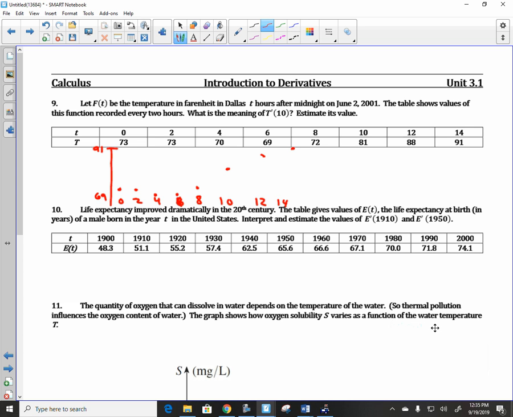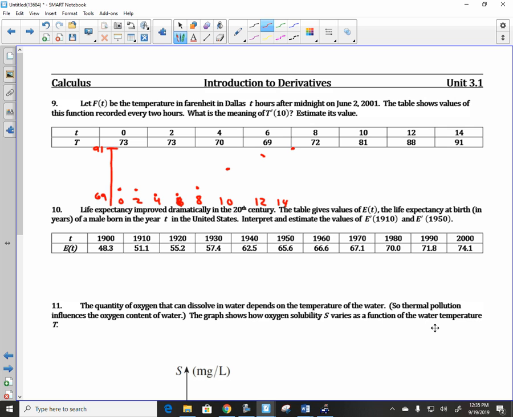Okay, problem number 9 says let F of T be the temperature in Fahrenheit in Dallas. So this is a problem that you would see straight off of the free response part of the AP exam. And it really is a good assessment of whether or not you understand the concept of a derivative and estimating its value. So F is the temperature in Fahrenheit in Dallas, T hours after midnight on June 2nd, 2001. Table shows values of this function recorded every 2 hours. What is the meaning of T prime of 10 and estimate its value?